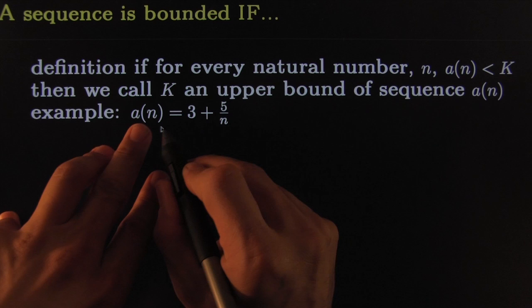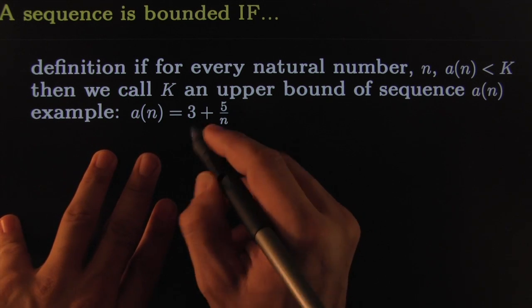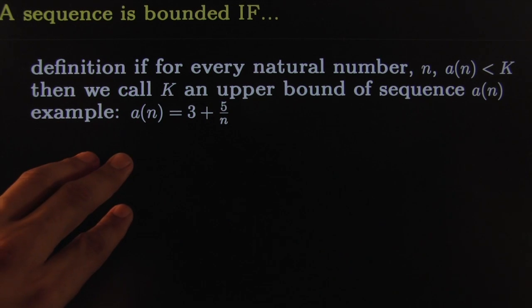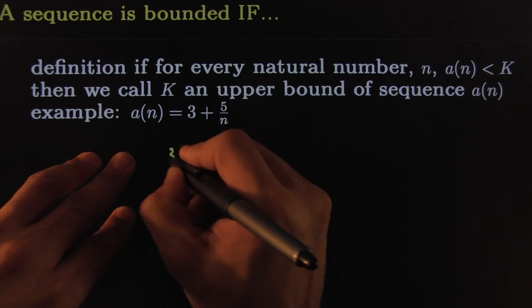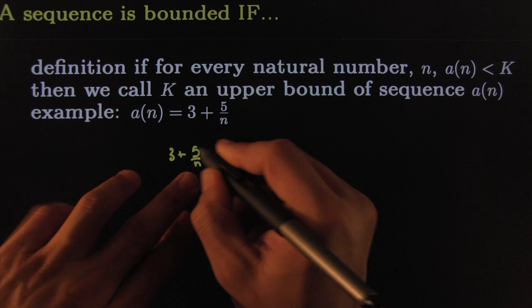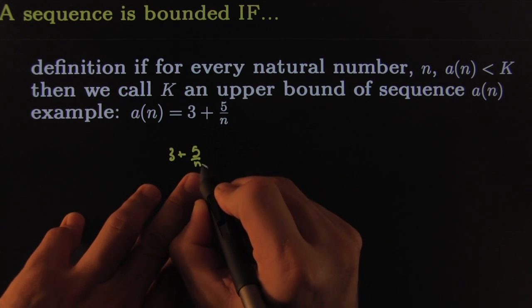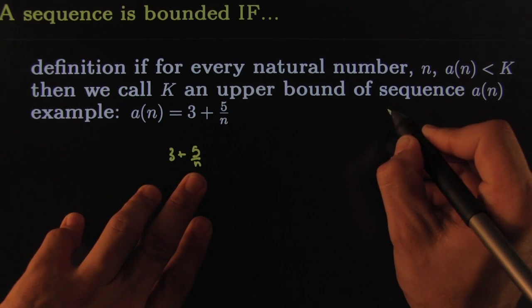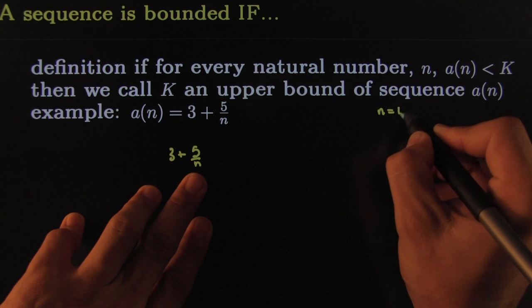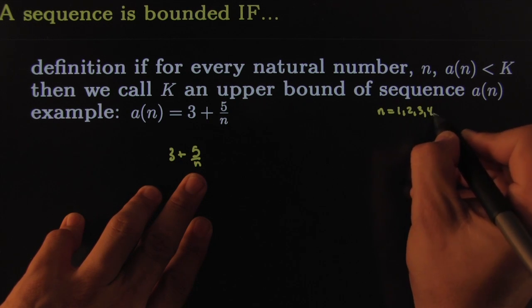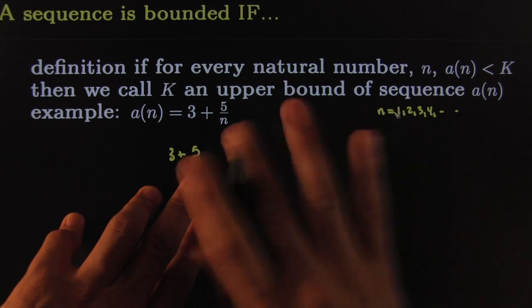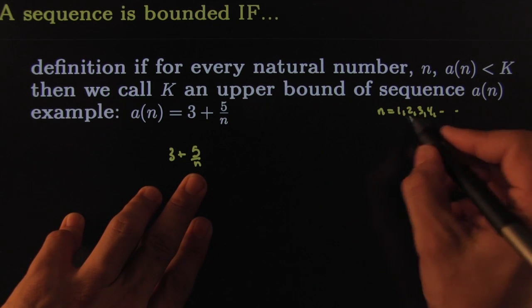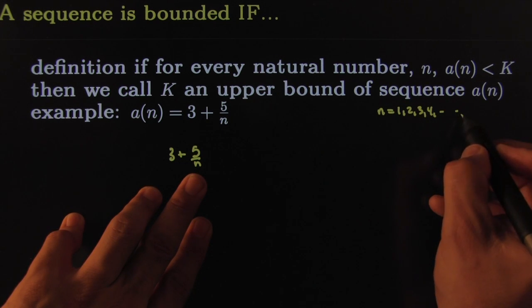The previous example, this is clearly bounded. Here, I'll go through some of the thinking that goes into saying that it's bounded. Of course, 3 plus 5 over n, you would expect as the n's get larger. Keep in mind that your n's are natural numbers, so they're 1, 2, 3, 4. Sometimes it could be 0 as well. Sometimes people start the sequences at 0. Let that slide for a little bit. For now, let's consider that it's just natural numbers.